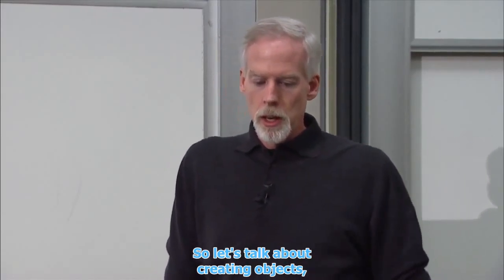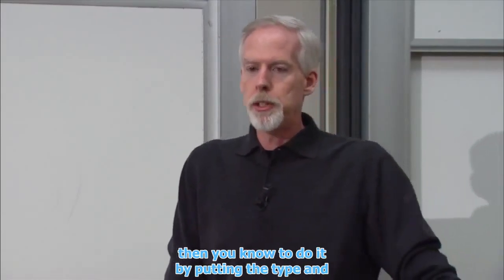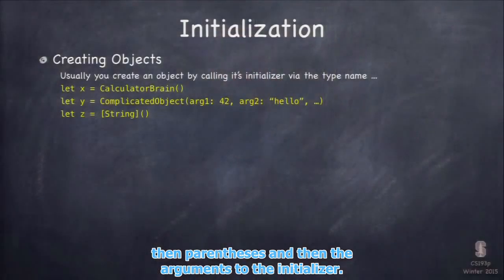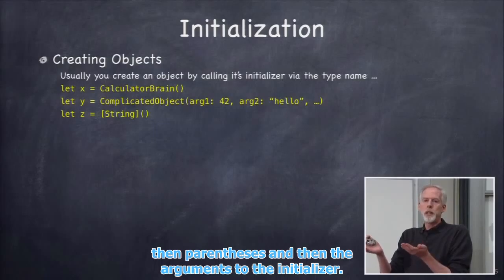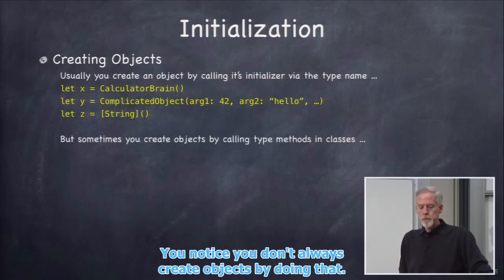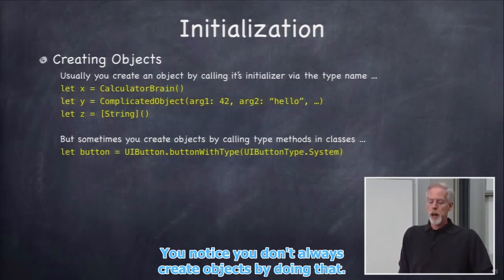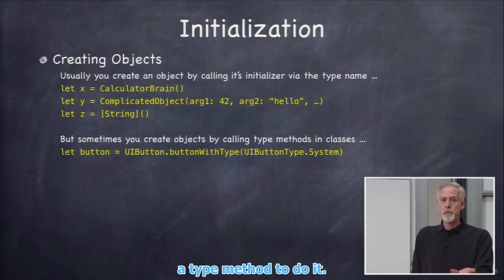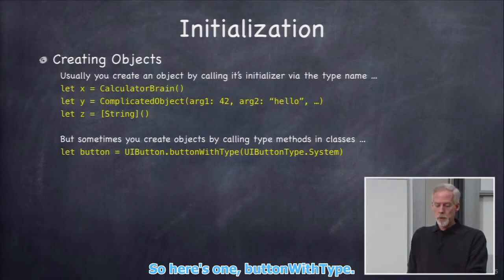Okay, so let's talk about creating objects then. You know to do it by putting the type and then parentheses and then the arguments to the initializer. Okay, it's completely obvious there. You notice you don't always create objects by doing that. Sometimes you will ask a class method or a type method to do it. So here's one, button with type.